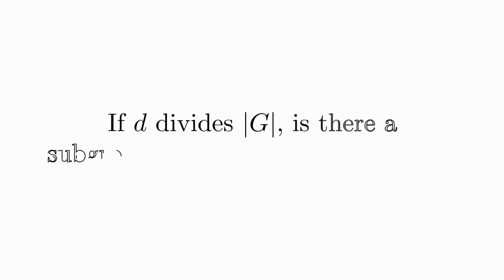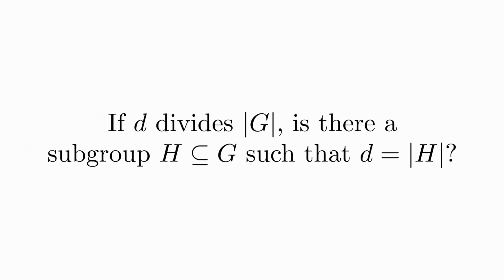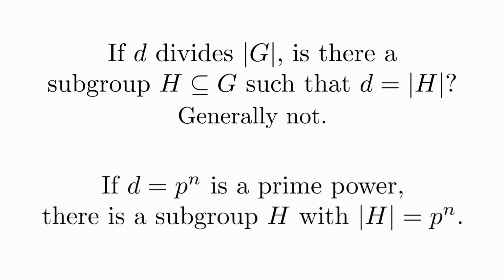A natural question to ask is whether the converse of Lagrange's theorem also holds. So if some number divides the order of a group, is there a subgroup with that order? Generally, this is not the case. However, for example, when we are just looking at prime powers, this statement is true.